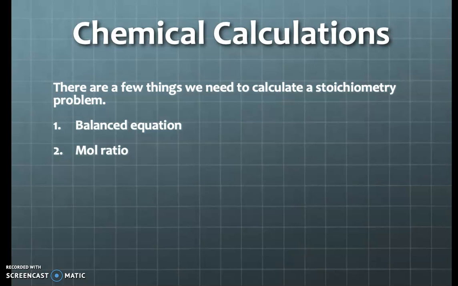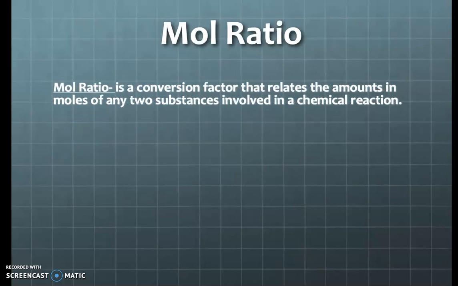These are the two necessary things that are explained in all textbooks, and they are necessary for the correct calculation. So let's take a look at how to calculate mole ratio. We're just going to do two problems, and you'll understand exactly how to do it. So what is a mole ratio? Mole ratio is a conversion factor that relates the amounts in moles of any two substances involved in a chemical reaction.